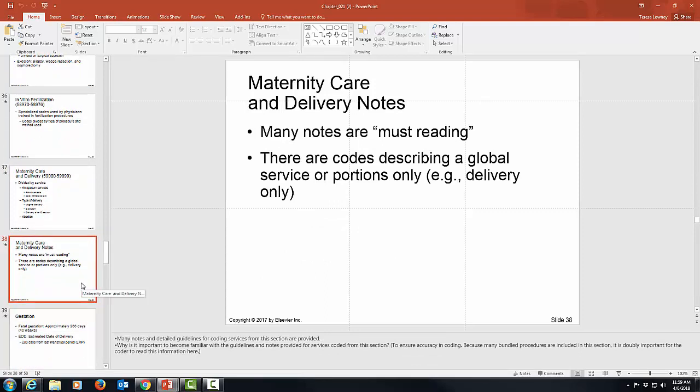There are codes described as a global service or portions only, like the delivery only. Sometimes that happens. A woman will start her pregnancy, say, for example, living in Boise, and see one of the OB/GYN docs here, and then get moved across the country, and the delivery will happen somewhere else, and the postpartum care. So you need to really pay attention to what part of the services are being delivered.